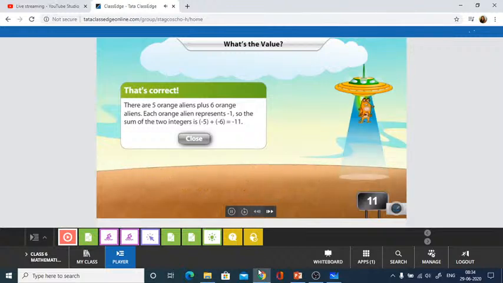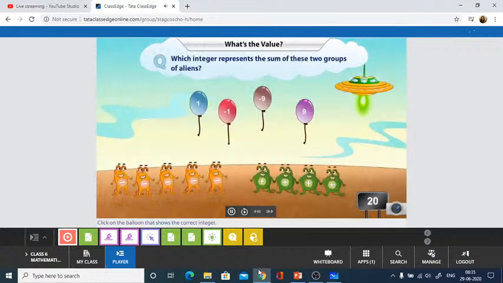There are 5 orange aliens plus 6 orange aliens. Each orange alien represents -1. So, the sum of the two integers is -5 plus -6. That is equal to -11. Okay, next. Click on the balloon that shows the correct integer.